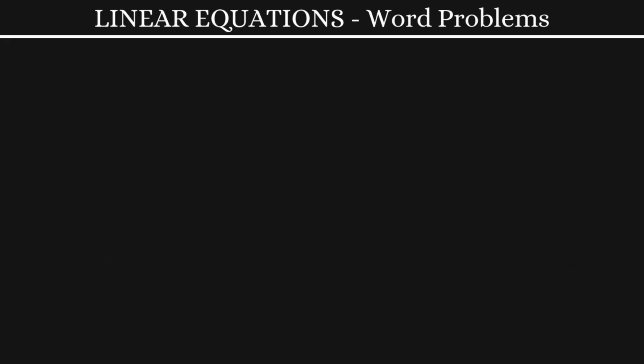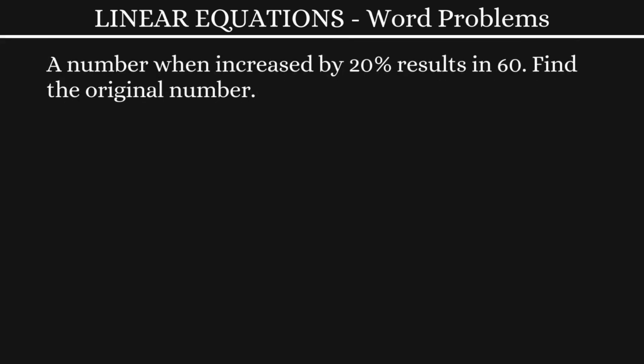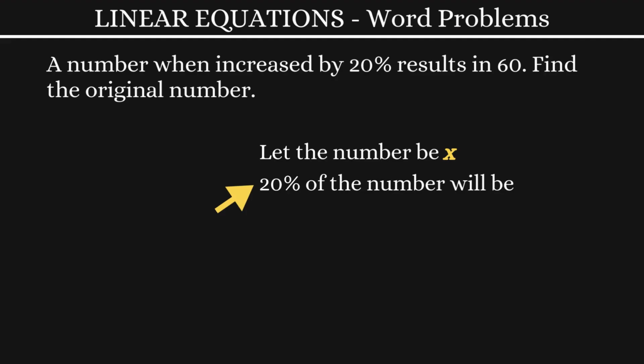Next question. A number when increased by 20% results in 60. Find the original number. Let the number be x. Now 20% of this number will be x into 20 by 100, which is x by 5. Now when the number is increased by 20%, we need to add the 20% to the original number. So x plus x by 5 is equal to 60.